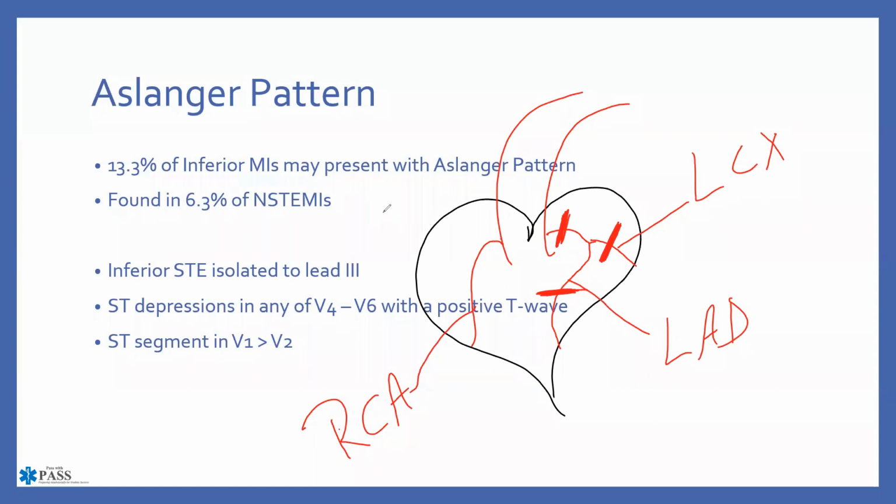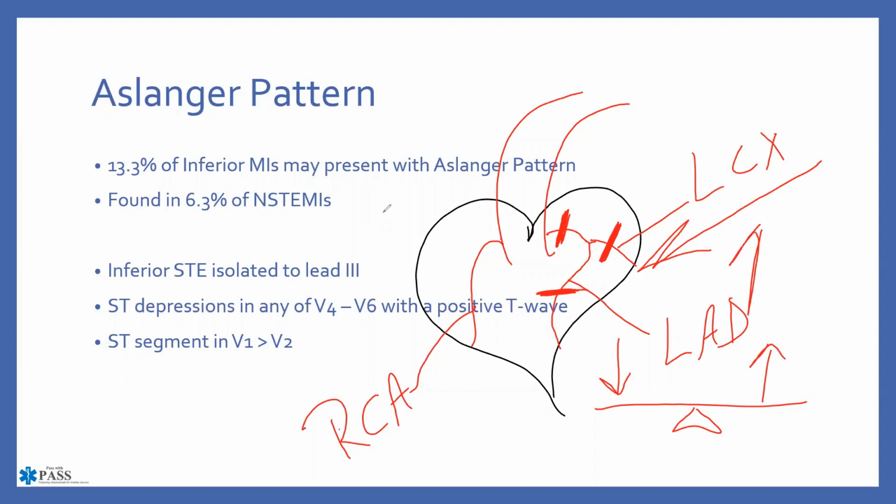So I want you to think about this. We always talk about this teeter-totter. Well, this is why we do it. If I have elevation on one side, my reciprocal change will be depressed on the opposite side. That is because if I am looking at it from this direction and I have elevation, if I'm looking at it from an opposite direction, it's going to show me a depressed segment.